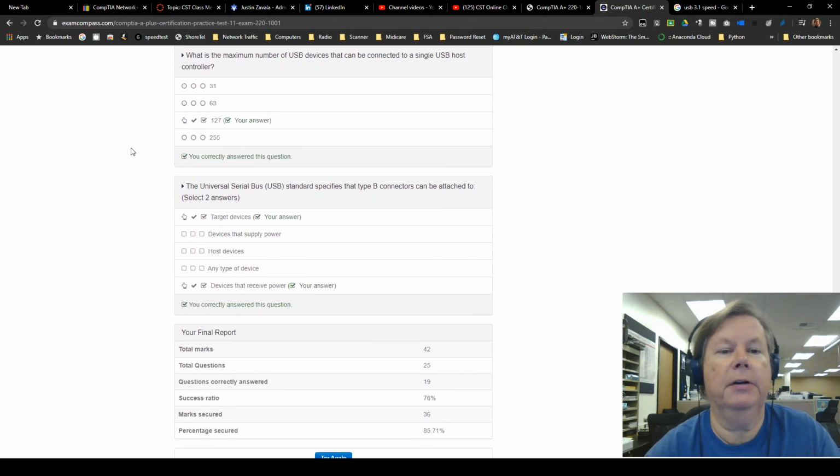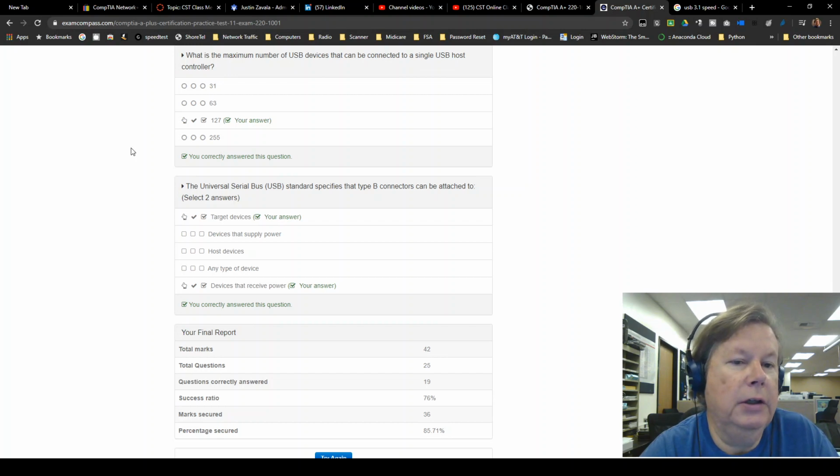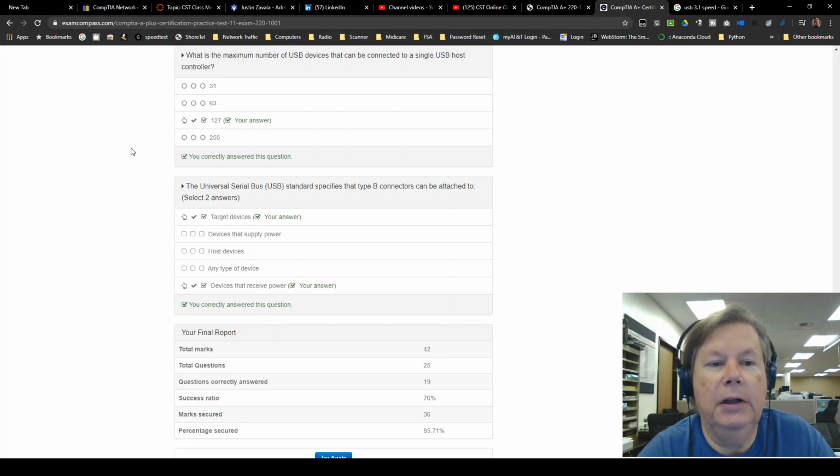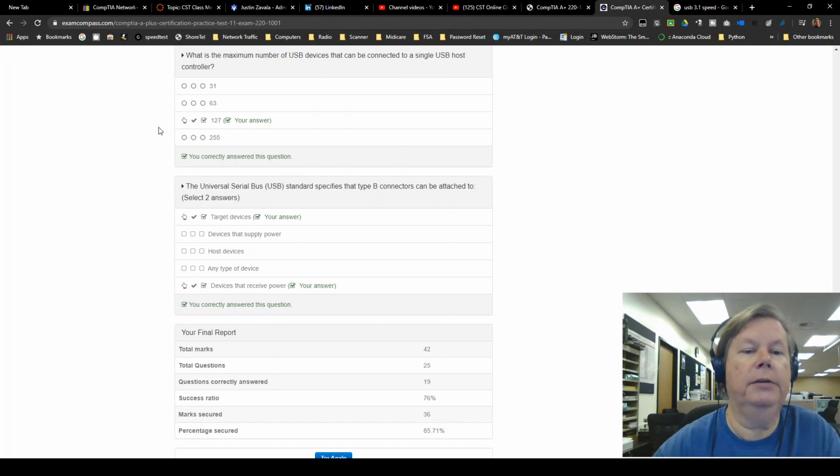Oh, not the next one, sorry. Okay, what is the maximum number of USB devices that can be connected to a USB host? And that would be, in theory, 127. The 63 would be for FireWire, earlier versions of FireWire, 63.